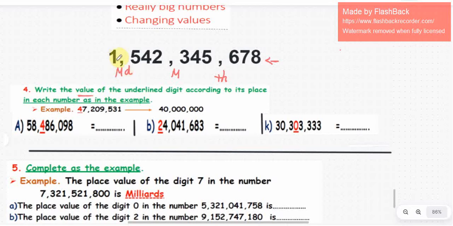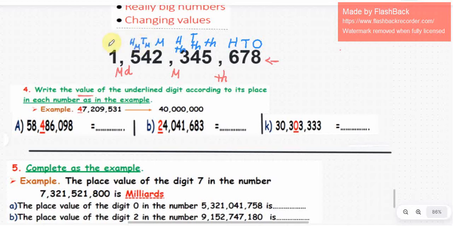Let's read together. I will say the number and the name of the family. 1 milliard, 542 million, 345,678. And the place values, we count place values from the right. Let's start with ones, tens, hundreds, thousands, 10,000, 100,000, and million, 10 million, 100 million, and milliard.